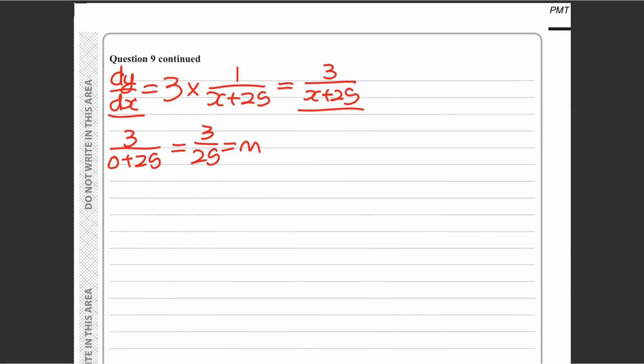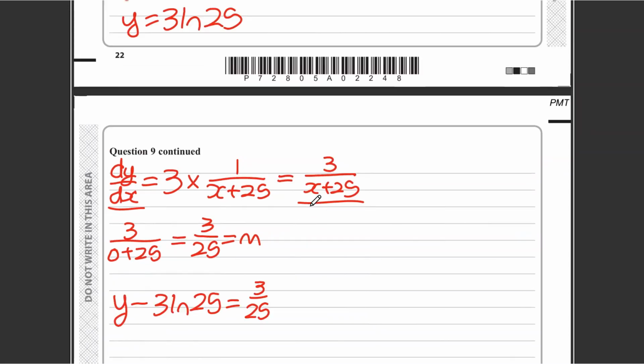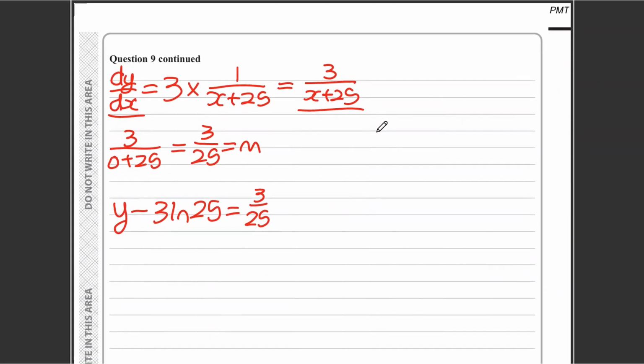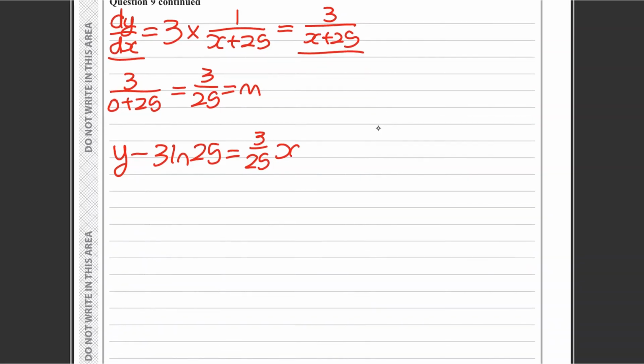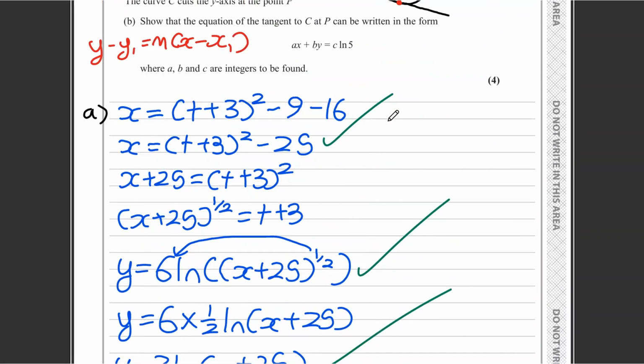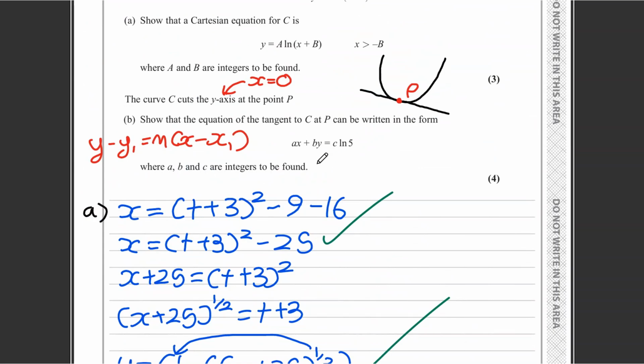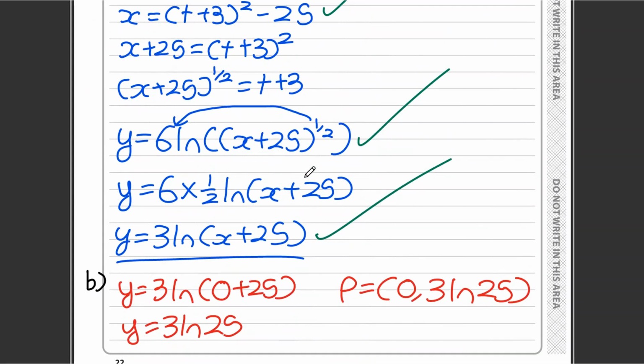So it's going to be y minus y1, so it's going to be y minus, and the y coordinate is 3 natural log of 25, and this is equal to the gradient, which is this 3 over 25, and then it's going to be x minus x1. Now, as the x coordinate that we're using is 0, it's going to be x minus 0, so we can just write this as x like this here. We need to get it into this format here, where a, b, and c are integers.